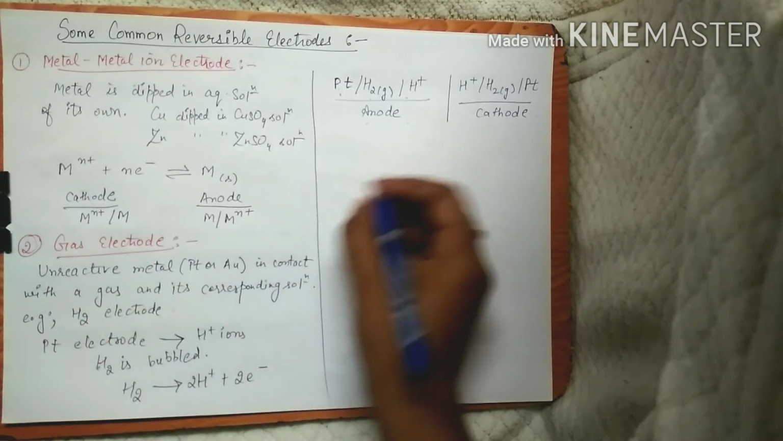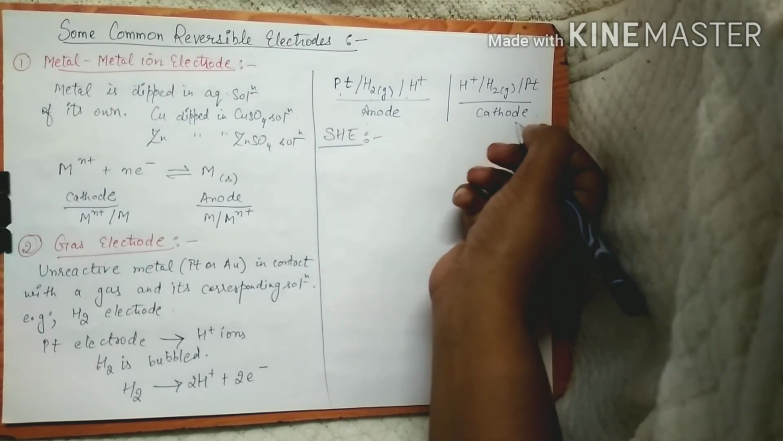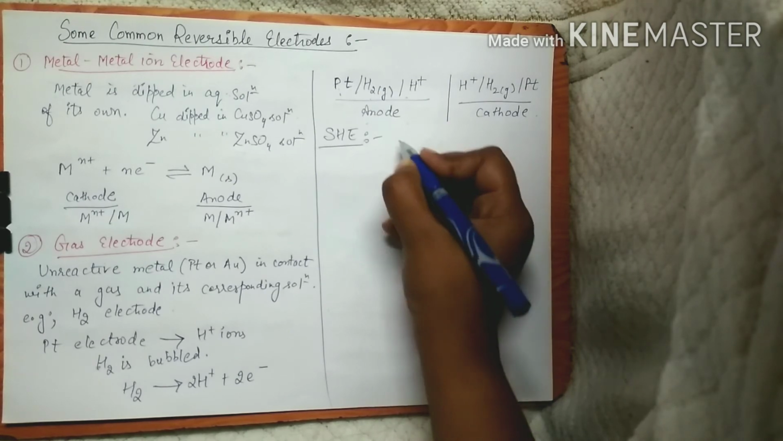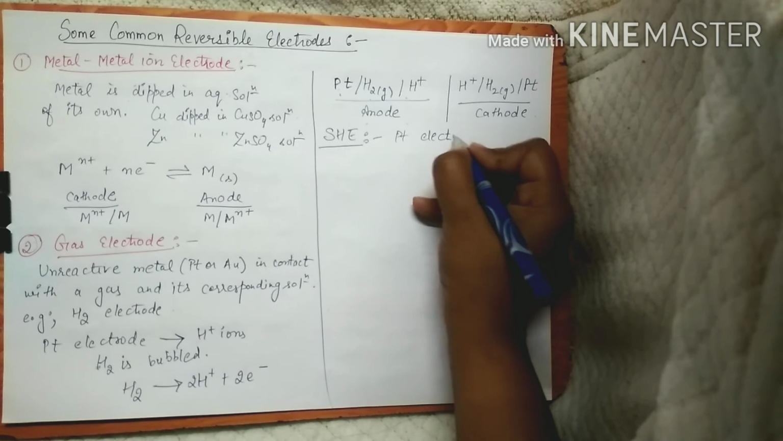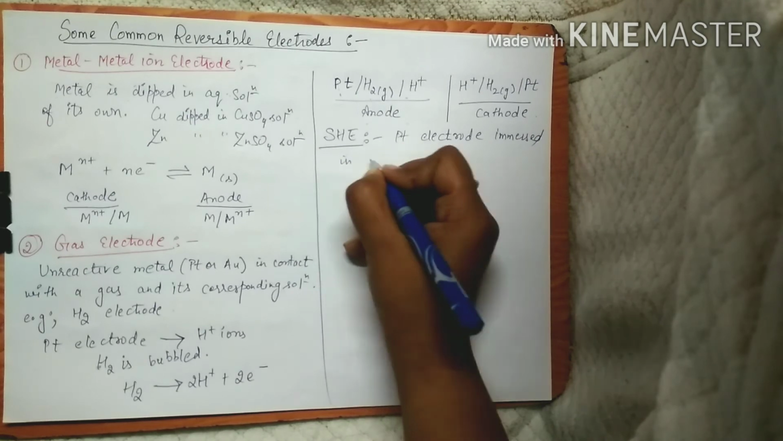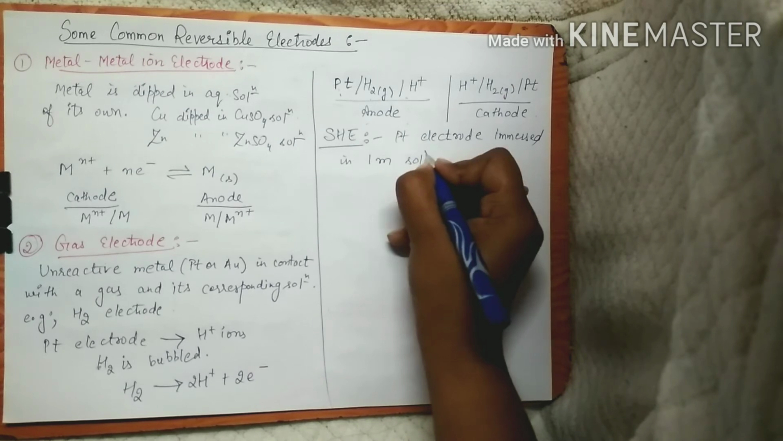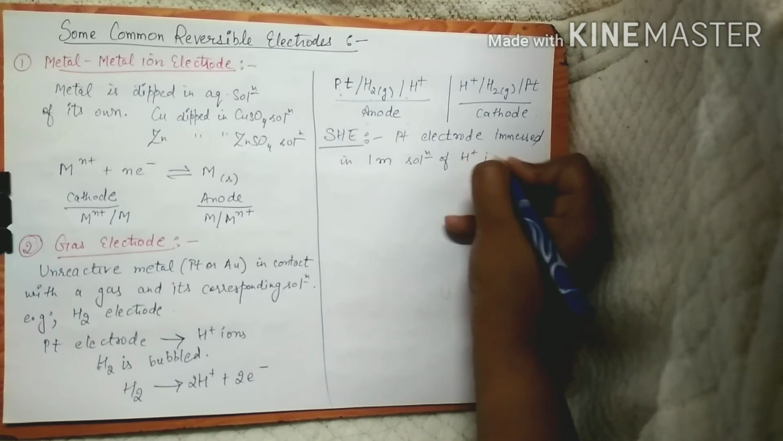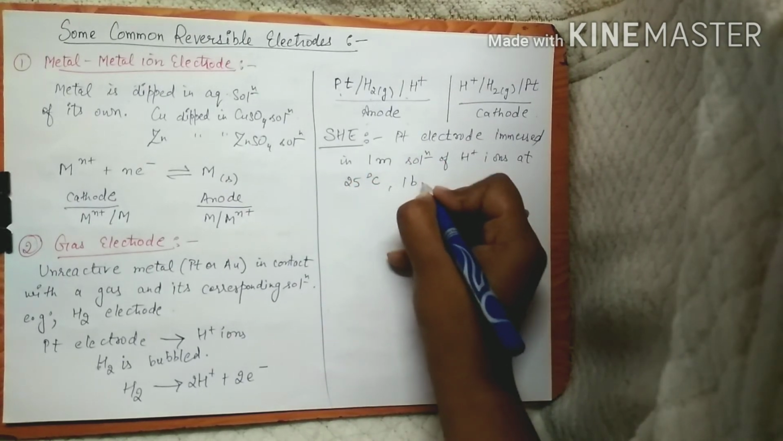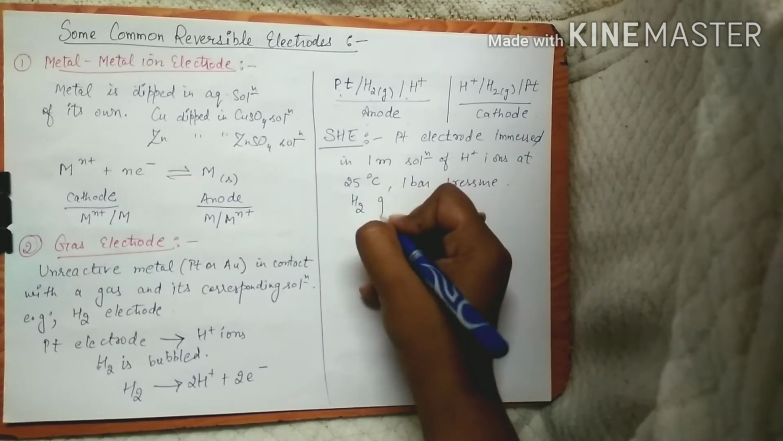Now from here we can define our SHE, which we are studying from plus one plus two, the standard hydrogen electrode. What do we do for making the standard hydrogen electrode? Again, we take a platinum electrode immersed in 1 molal solution of H+ ions at 25 degrees Celsius, 1 bar pressure, and then hydrogen gas is bubbled.